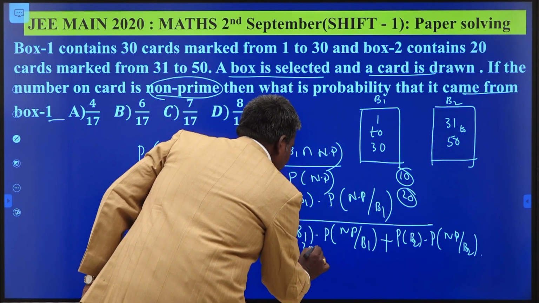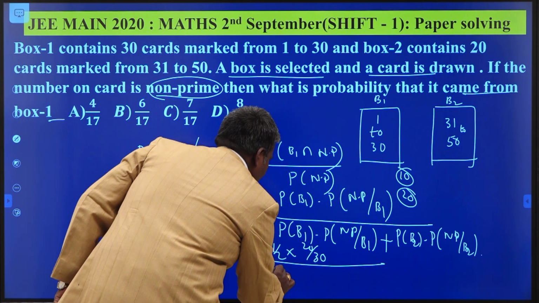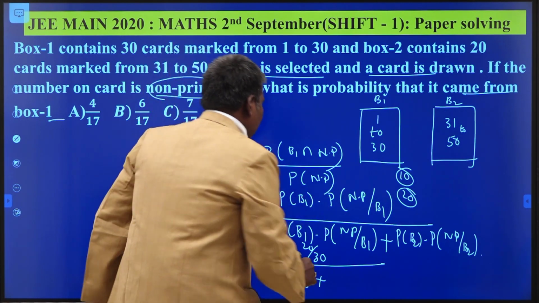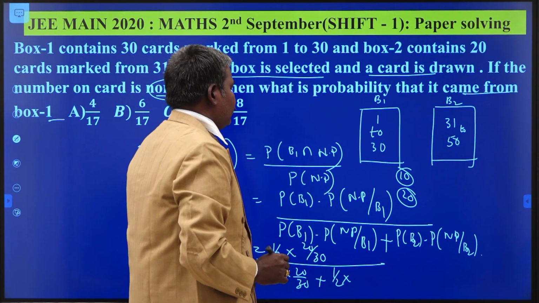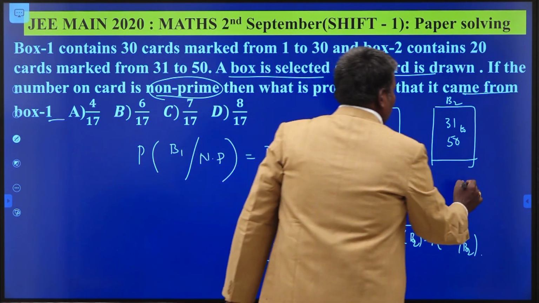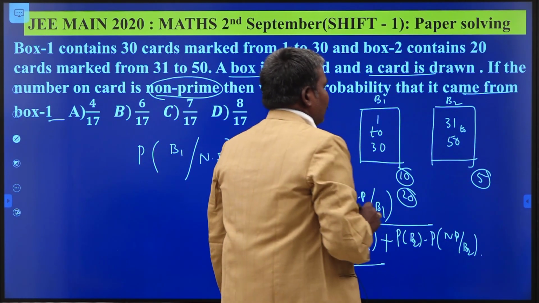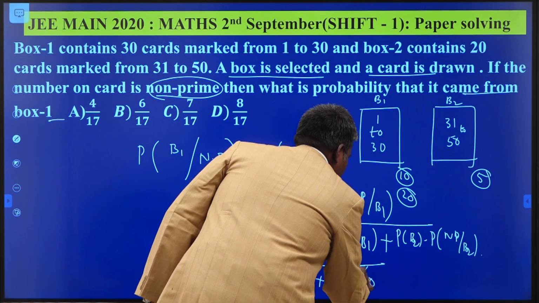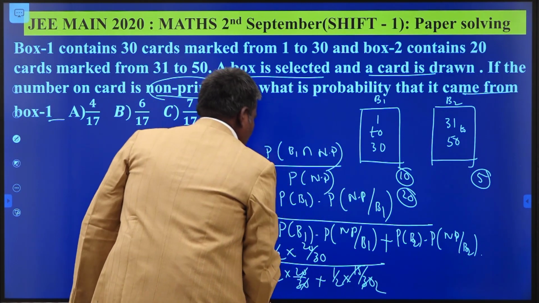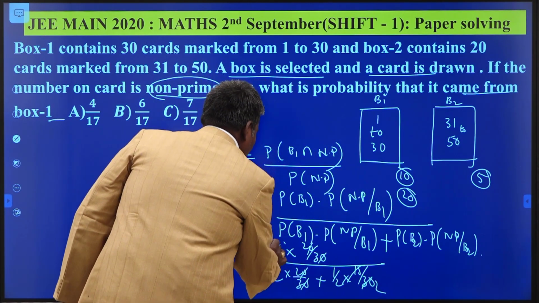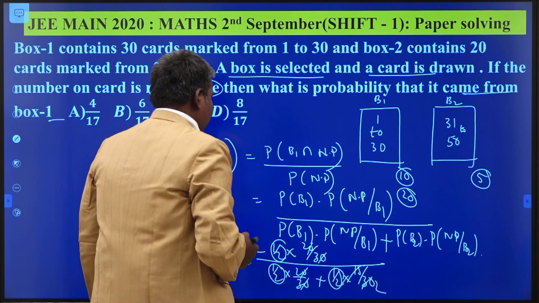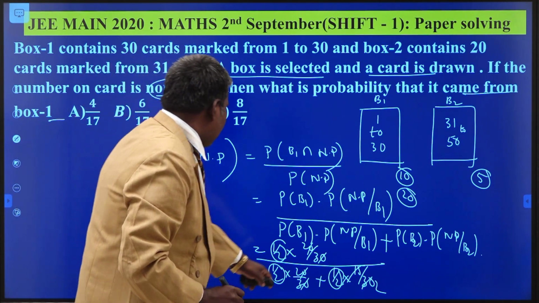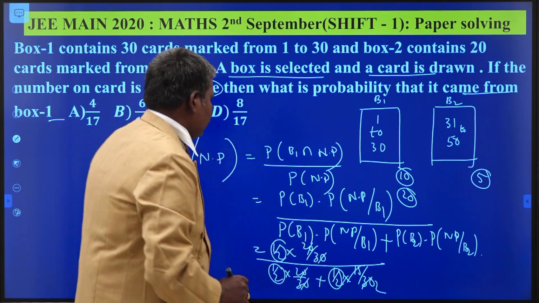So 1 by 2 into 20 by 30, whole divided by 1 by 2 into 20 by 30 plus probability of B2, same. The second box is also selected with 1 by 2. Probability of NP by B2. Here the number of prime numbers is 5 from 31 to 50. Non-prime numbers are 15. 15 by 30. So cancel out 2 times. This is 2 by 3. This is also 2 by 3. 1 by 2 cancels out from numerator and denominator. So what we have? 2 by 3 whole divided by 2 by 3 plus 1 by 2.